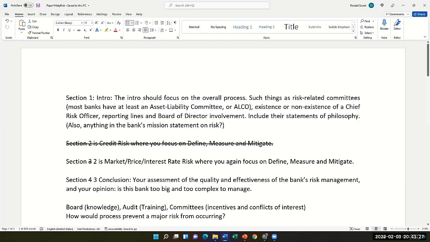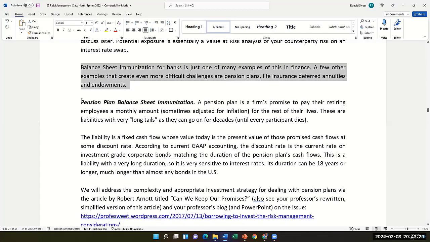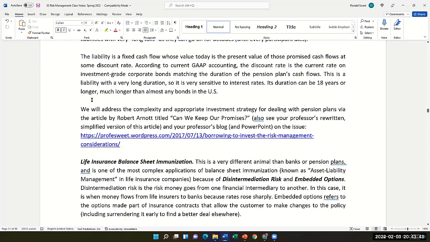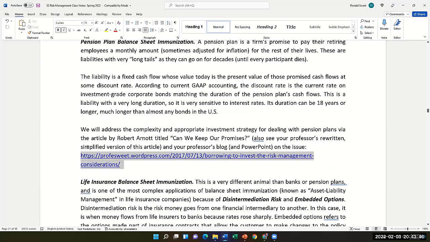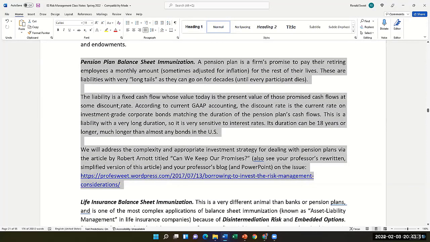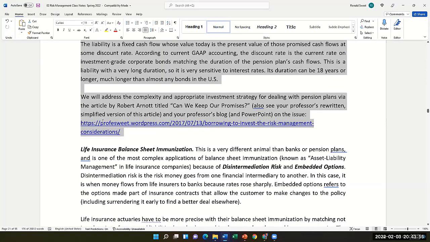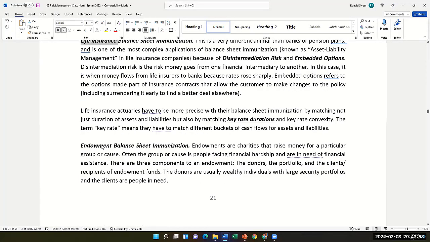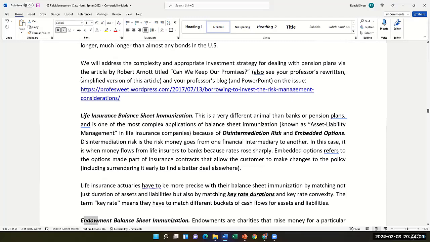Where we're going to go next class, which I think is actually the coolest part, is we're going to get into pension plans. There's a blog I want you to read, and I'll send you the link to that blog for this weekend. It's a big question on the first exam, so you definitely want to have that. Here's the link to the blog. Next class, we're going to spend quite a bit of time talking about pension plan balance sheet immunization. We're not going to spend quite as much time on life insurance and endowments, but we'll talk about them at a high level. All right, that's it.